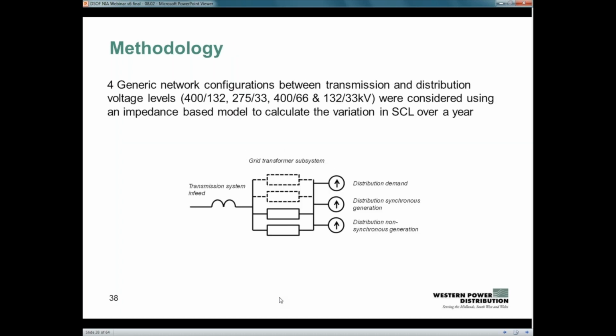So for our analysis, we took 4 typical network configurations between transmission and distribution voltage levels, as shown, and we used an impedance-based model to simulate the transmission infeed, the grid transformer subsystem, along with the distribution system demand, and then the generation both from synchronous and non-synchronous generation.